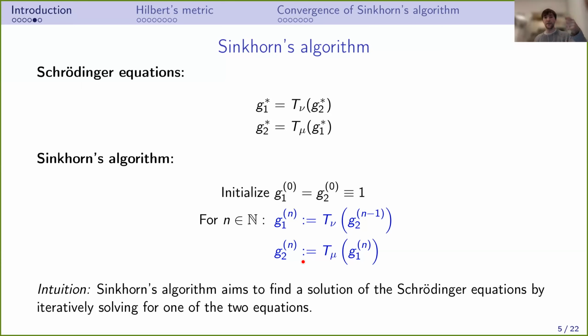So we iteratively solve one of these two equations so that in the limit, hopefully these two functions should actually satisfy the set of equations. So the goal is really that this function g1n should approximate g1 star, and the function g2n should approximate g2 star. And this kind of convergence is really, let's say, the key topic of this talk.